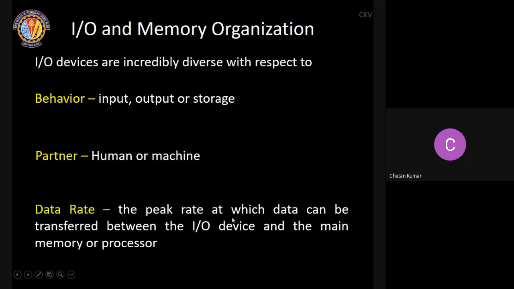That is again another differentiating factor, and the most important differentiating factor is the data rate. Okay, so the peak rate at which the data can be transferred between the IO device and the main memory or the processor is basically the data rate here. So normally when we interact with keyboards or monitors, the speeds will usually be less.